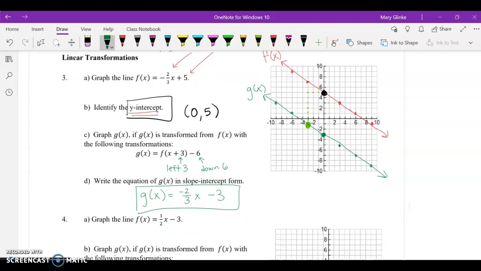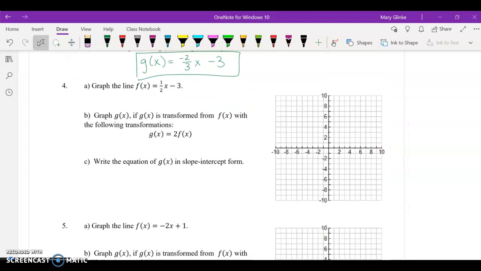Let's go ahead and try another one of these. So we're going to graph our original function based off of our slope-intercept form. So our y-intercept is negative 3. My slope is up 1, right 2, or down 1 and left 2. I can go ahead and connect that line here, and I can call this f of x. The point we're going to be using is the y-intercept here. So we're going to identify the y-intercept, and we're going to do our transformations with that point.